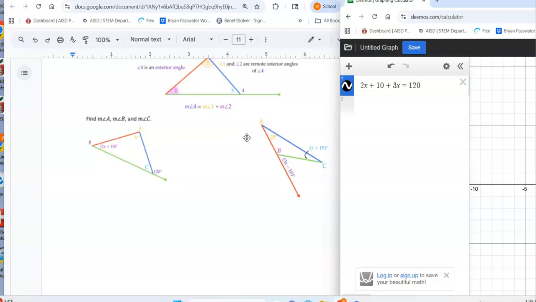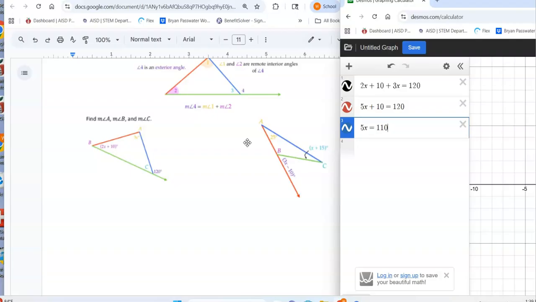It does. So the two opposite interior angles of the triangle equal the exterior angle on the outside of the triangle. And now you'd combine like terms: 5x plus 10 equals 120. That means 5x is 110, and then x is 22.